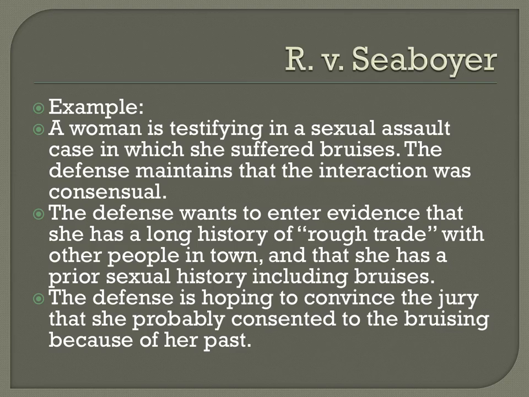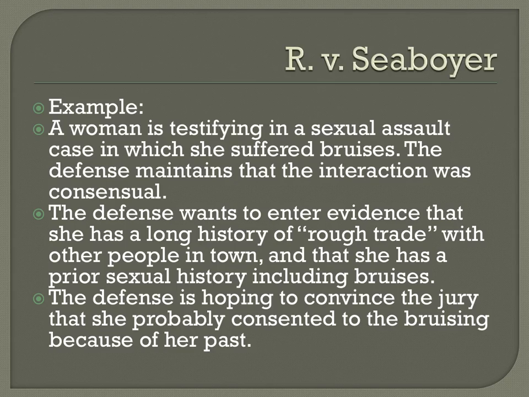Seaboyer is, again, a third criminal case. This one's a little more complicated. And Seaboyer actually went back and forth between the criminal case and the House of Commons. Like, laws were written because of this case. So the story involved a woman who was testifying in a sexual assault case in which she had suffered bruises. And so the defense was trying to argue that even though this woman had bruises on her arms, the defense wasn't arguing that the two didn't engage in a sexual encounter. The defense was trying to say, just because she's got bruises, that's not evidence of sexual assault.